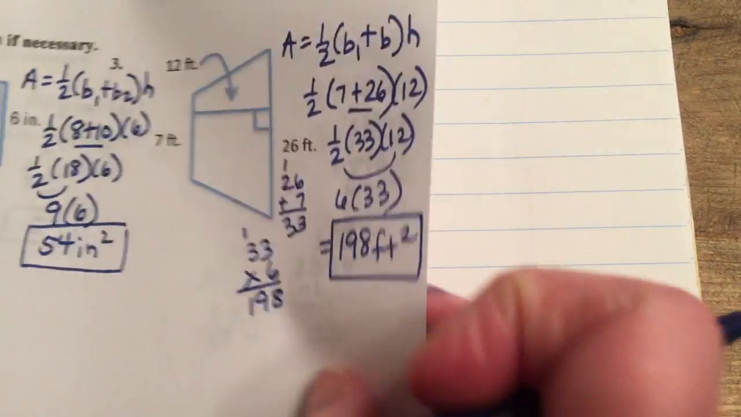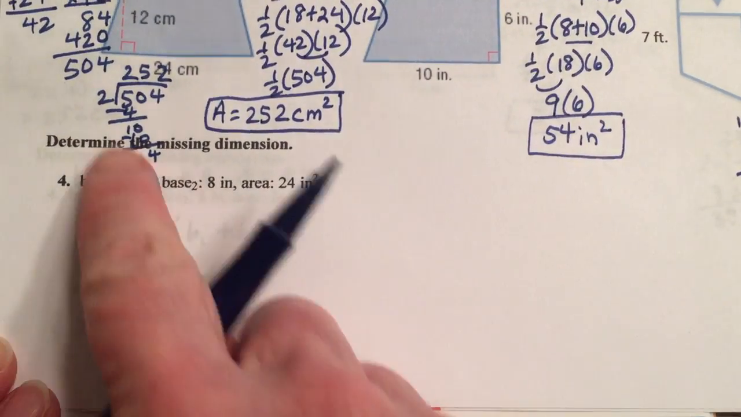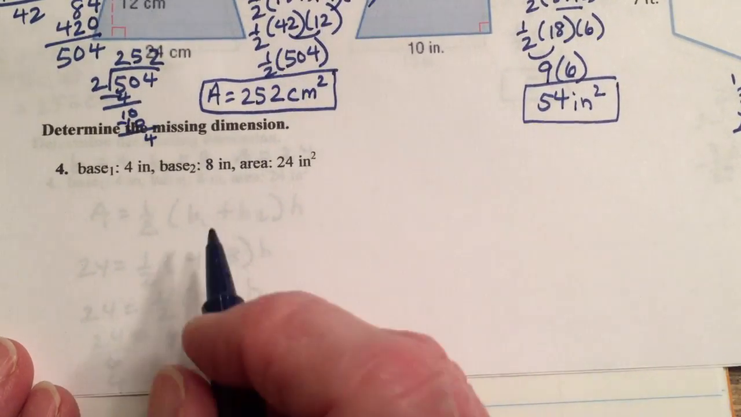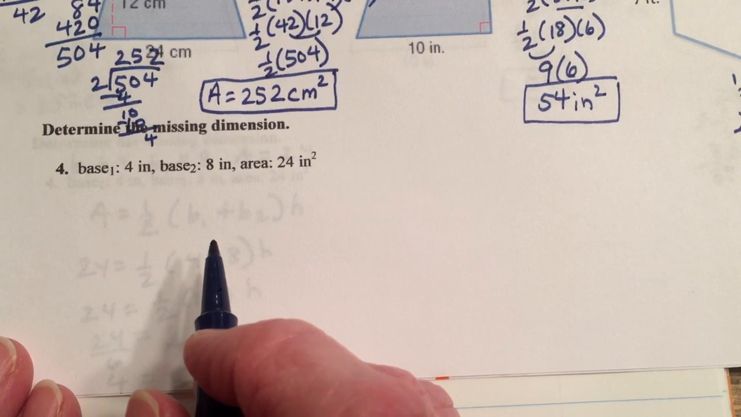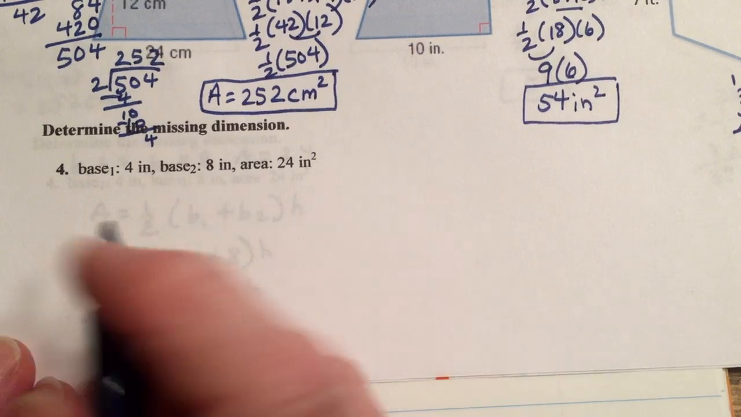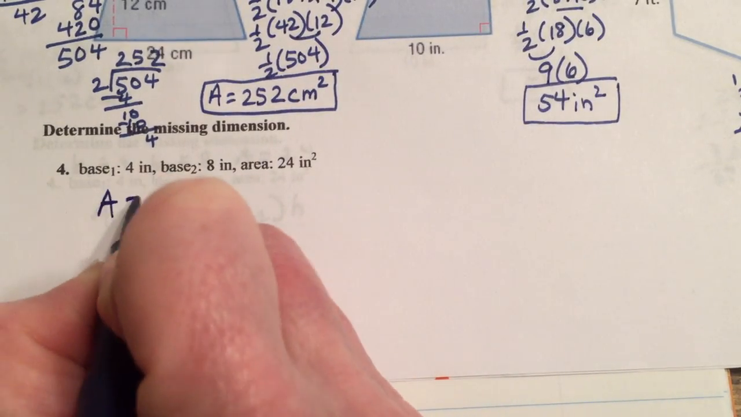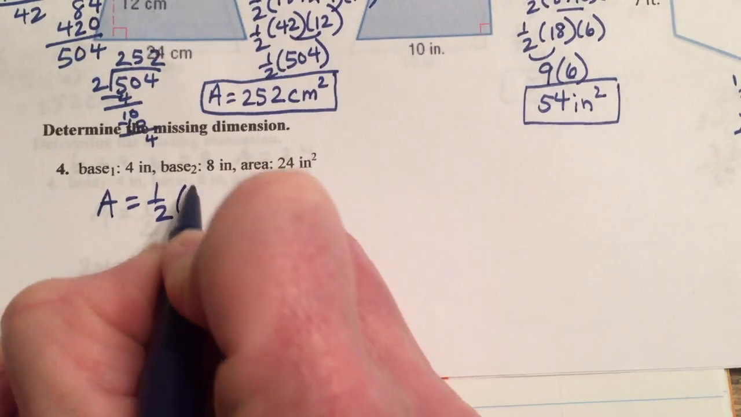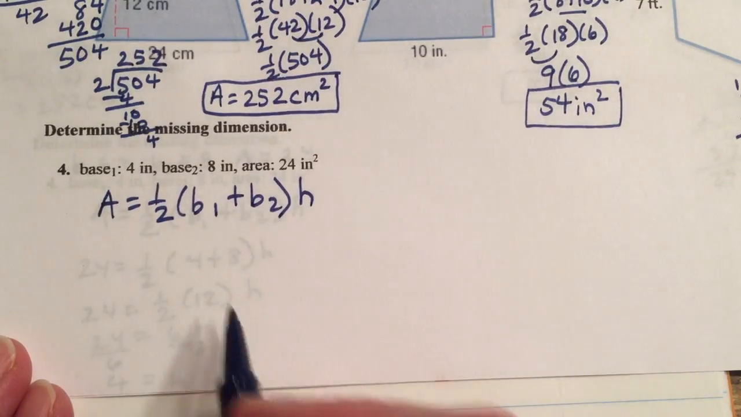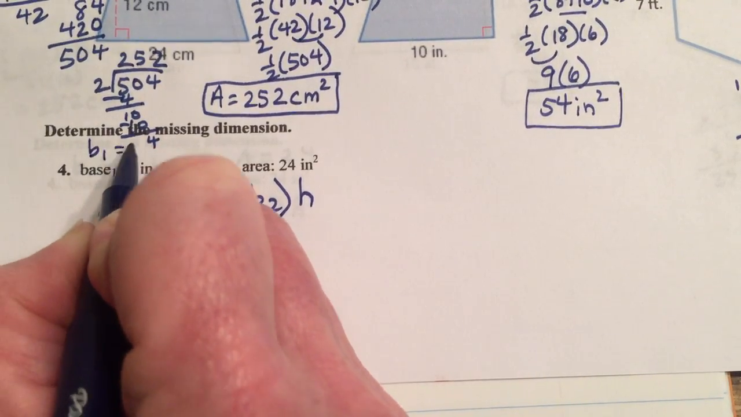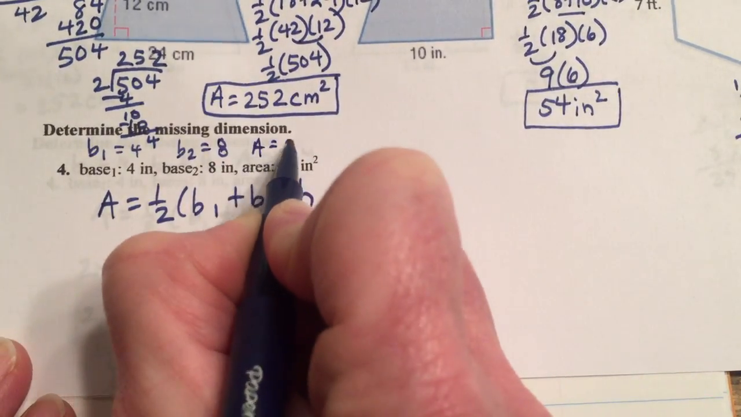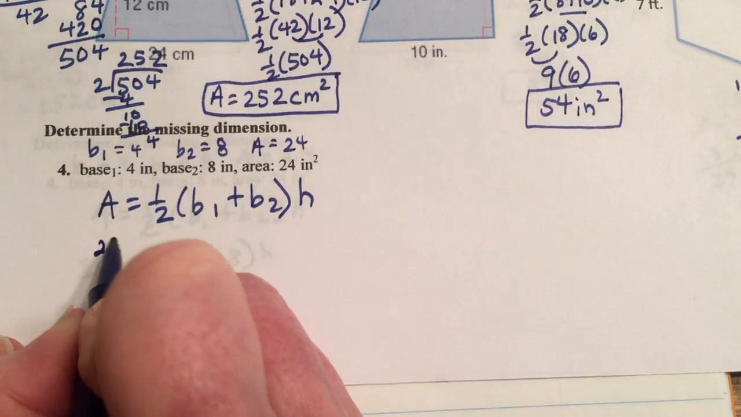All right, last example. Kind of hard to read, but it did say determine the missing dimensions. So, as with the triangle and parallelogram, the formula is not just used to find area. It can be used to find the other pieces of the trapezoid. I'm going to make sure to write down my formula so I don't forget any part of it. Makes it easier to substitute into. So base 1, that's the B1, it's 4. Base 2, that's B2, that's 8. And the area A, that's going to be 24. So I'm going to replace A with 24.